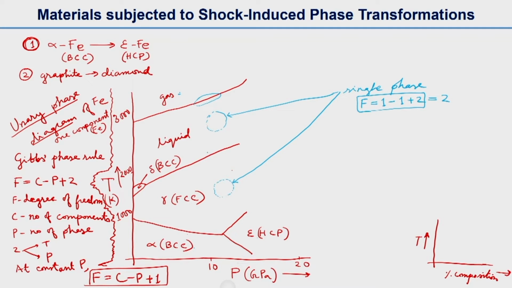Similarly, if we talk about the two phase regions, these lines are two phase regions. Suppose this line can have both gas and liquid phases, and this line can have both liquid and gamma phases.